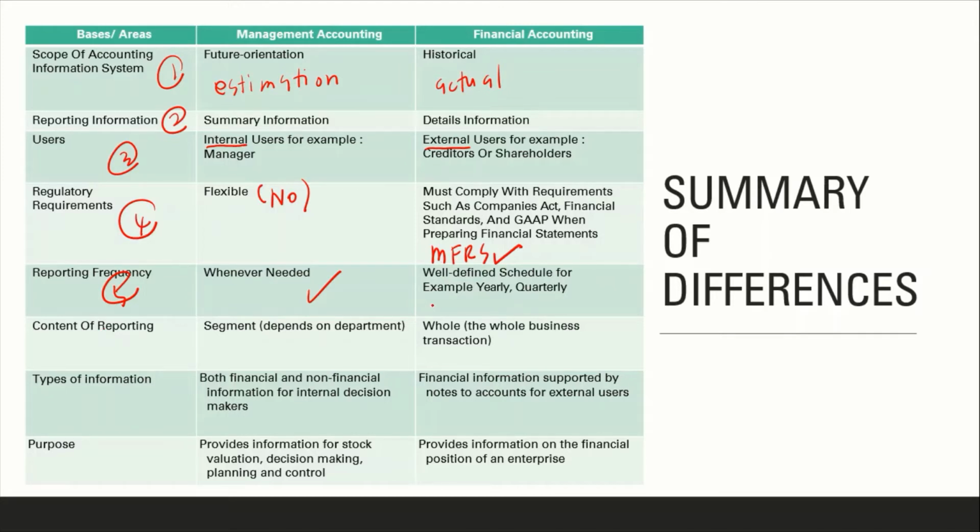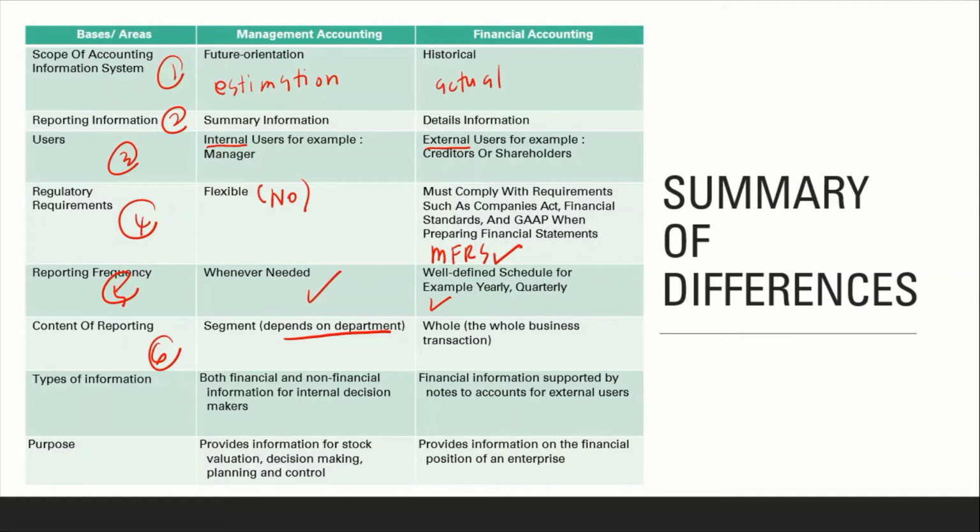This is compulsory, wajib. They have to follow the rule. Yearly or quarterly must report. So the sixth is content of reporting segments. It is depending on departments. Department A will use different information. Department B will produce different information because they focus on their own department.